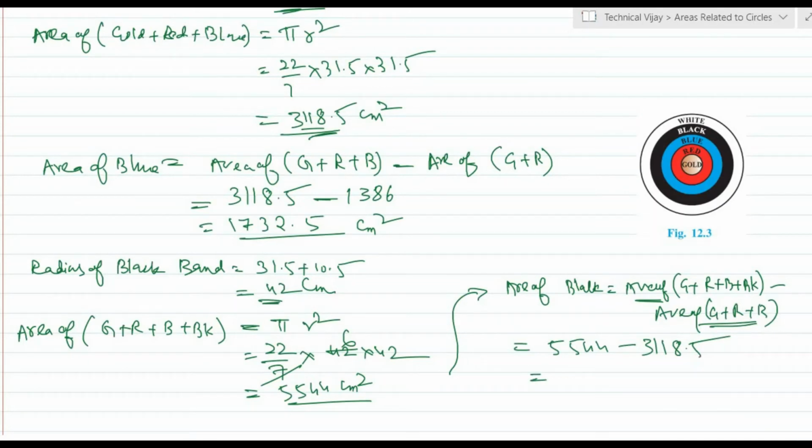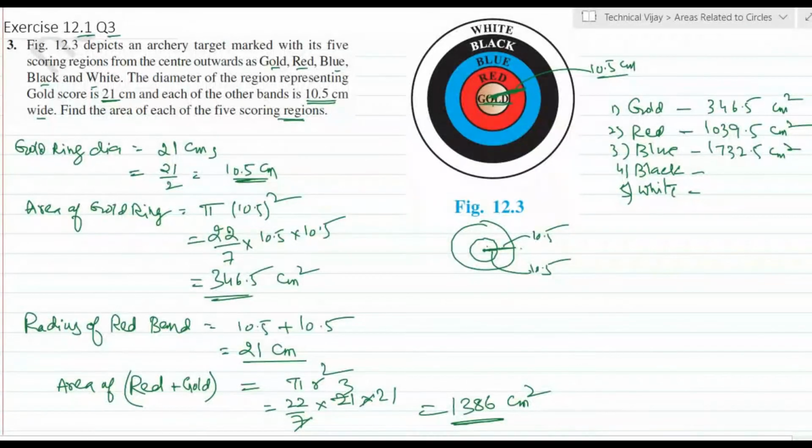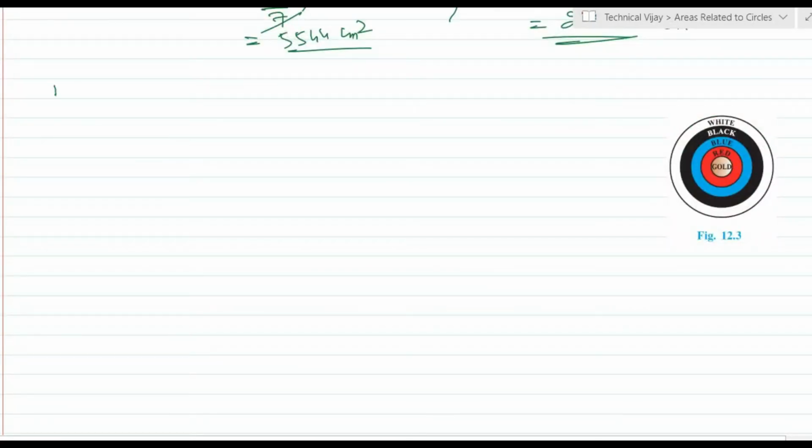Okay, so this is equal to 2425.5 centimeter square. So here 2425.5 centimeter square. So now we will go for white. So now here the radius of white band is equal to 42 plus 10.5, so here 52.5 centimeter.